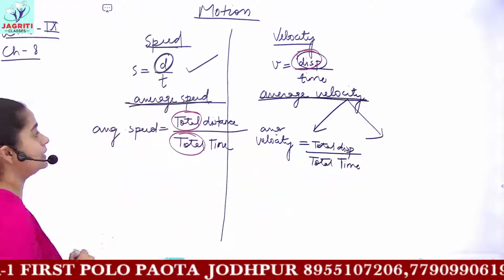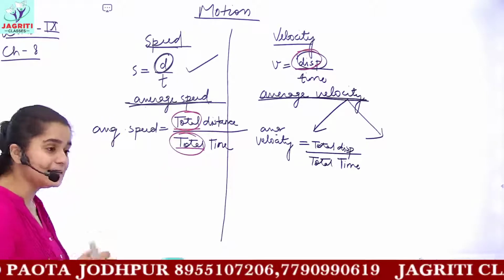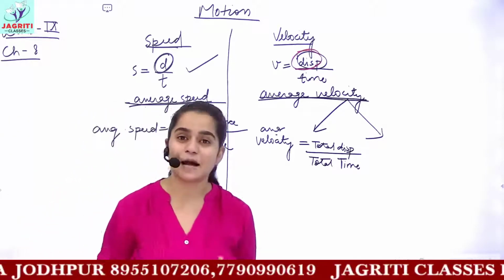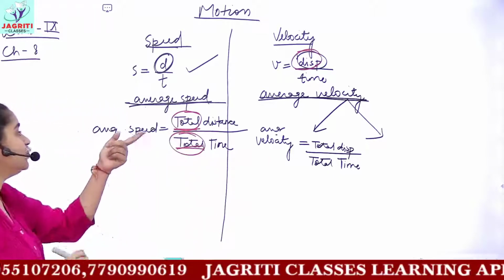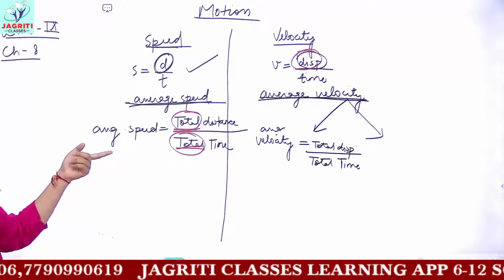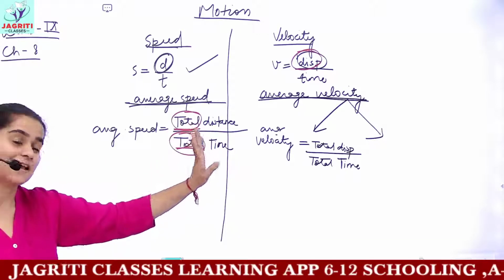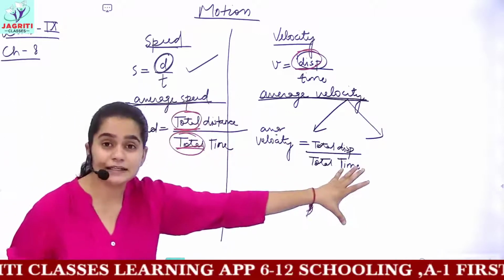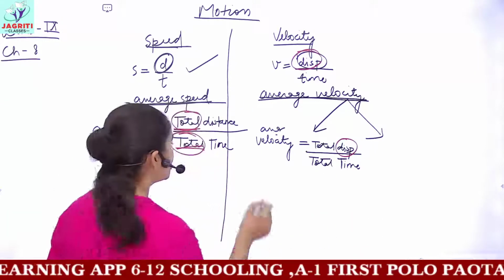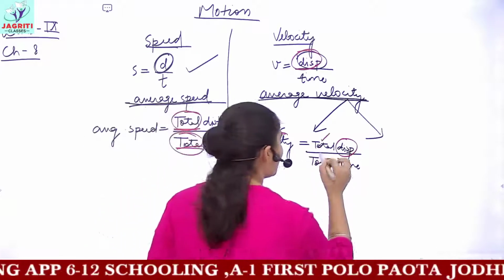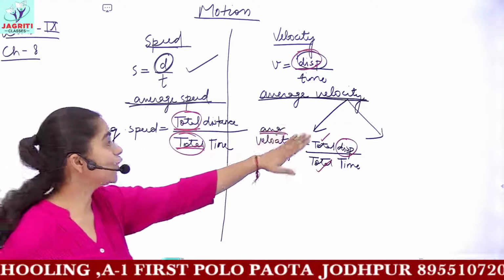For average velocity or average speed, you have to use the prefix total. We'll be dealing with an example in the next section, then you will understand. Just remember that if you are calculating the average speed or average velocity, you use the word total. Total distance covered in total time. This same is the formula of velocity. In the place of distance, you write displacement here. Because for calculating average, you require the total time and total displacement, not the distance if you are talking about velocity.